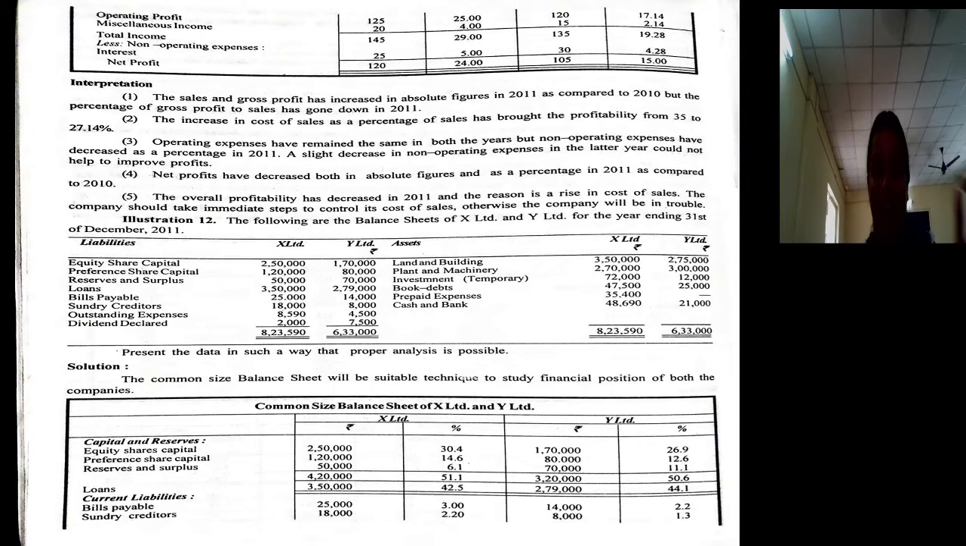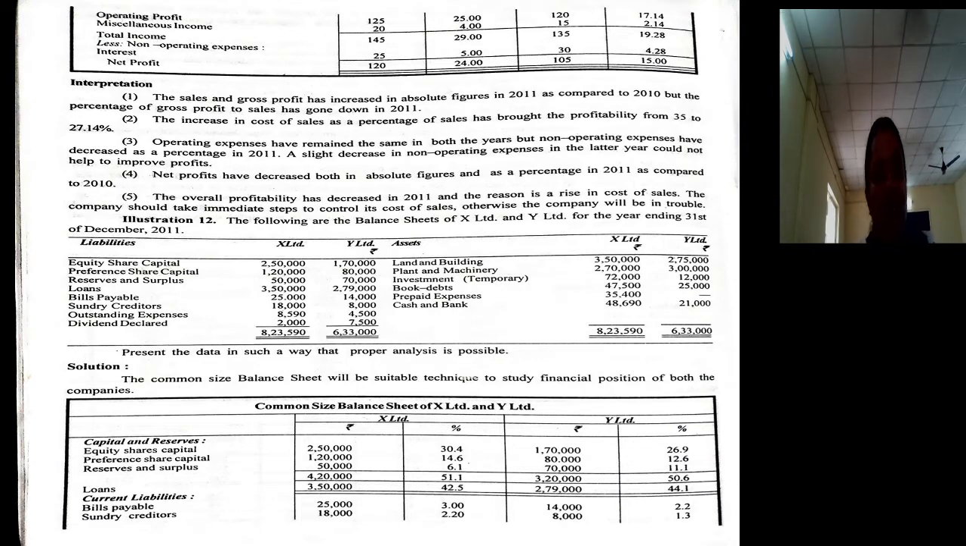Try to understand. You can do comparative or trend percentage only when you have data over a period of time. When you have only one year of data relating to a number of companies, whether 1 or 2 or 3, then you need to do what? Common size. You cannot go for comparative or trend percentage.